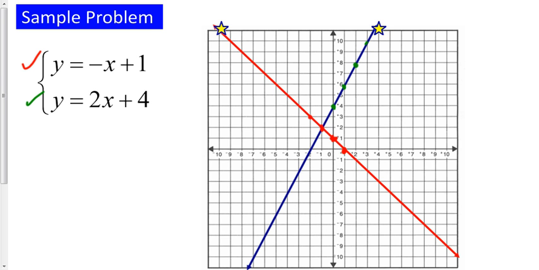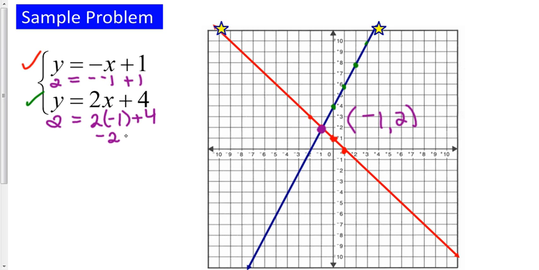We can see that my solution to this system is right here at this point, and that point is (-1, 2). That's the value for x and the value for y. That will be a solution to both of these equations, right? So if I substitute 2 for y, is that equal to -(-1) plus 1, which is just +1 plus 1, and that's true. And if I substitute 2 for y here, is that equal to 2 times -1 plus 4? Well, 2 times -1 is -2, plus 4, that's 2. So it checks out for this one as well.